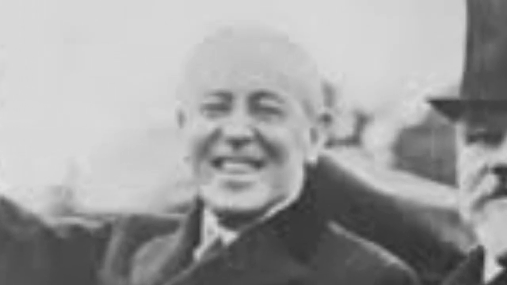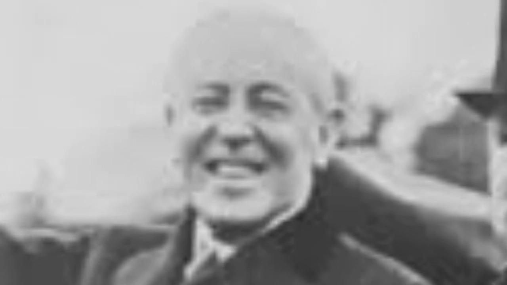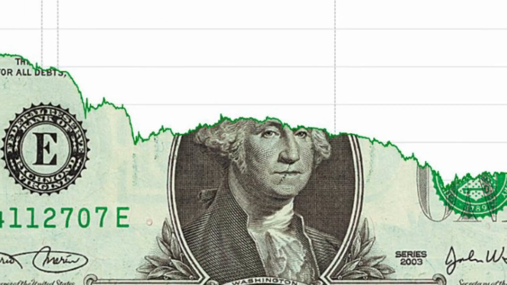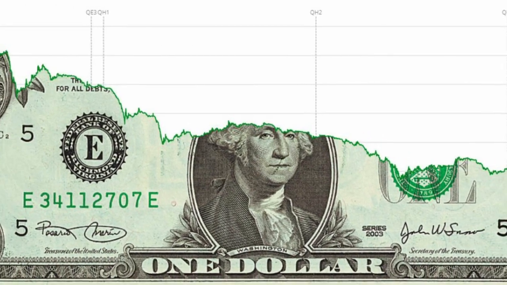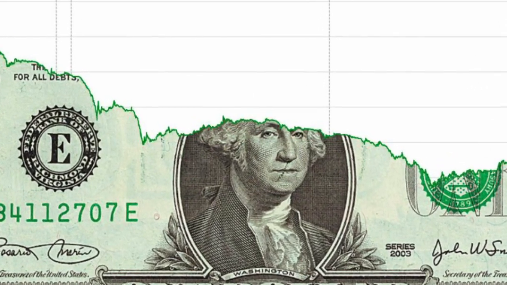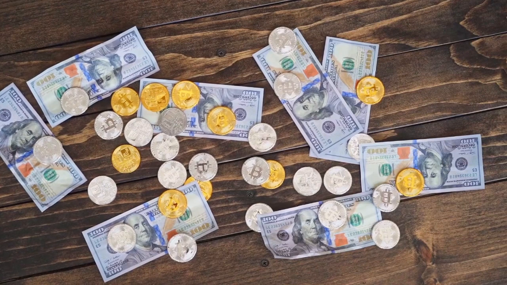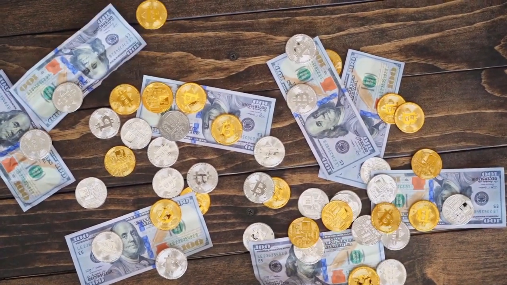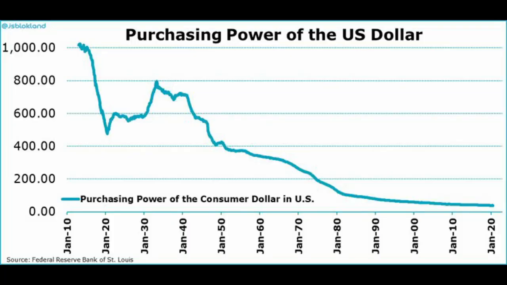Another factor contributing to the decline in the purchasing power of the dollar is currency devaluation. When a country devalues its currency, it makes its exports cheaper and its imports more expensive, which can boost its economy. However, it also makes its currency less valuable, reducing its purchasing power. The U.S. government has been accused of engaging in currency devaluation to boost its exports and reduce its trade deficit. For example, in 2019, the U.S. accused China of manipulating its currency to make its exports cheaper and gain an unfair trade advantage.